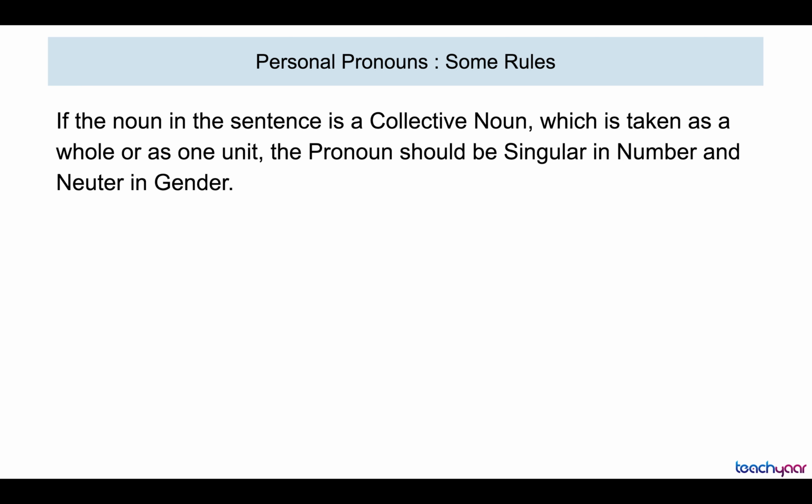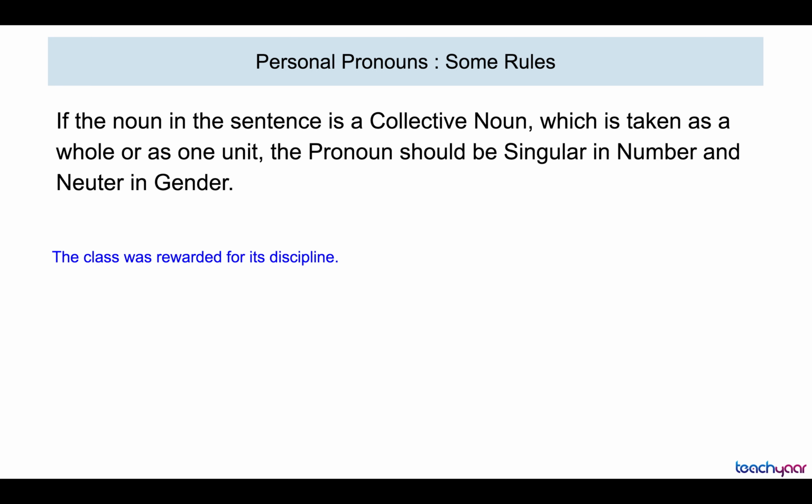Next rule. If the noun in the sentence is a collective noun, which is taken as a whole or as one unit, the pronoun should be singular in number and neuter in gender. It's all very logical actually. When we did collective noun, we said that a collective noun refers to a group. Now, there are two ways of referring to a group. One is you take the group as one whole, or you take them as a collection of people or things. So let us take them one by one.